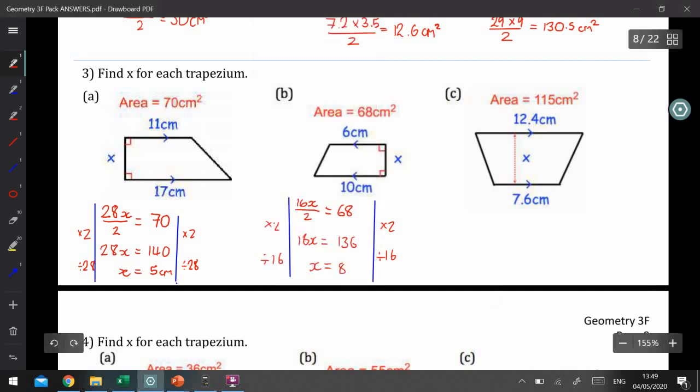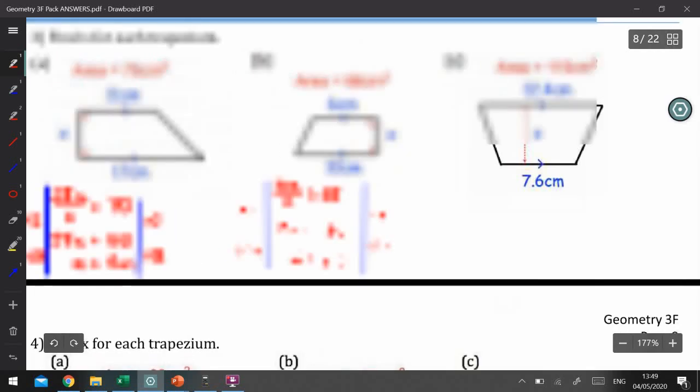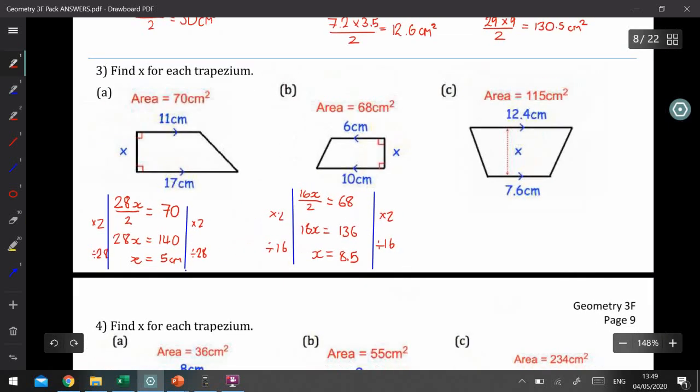8.5 centimetres. And then the final one, I would add together the two parallel sides. That would give me 20, times by the height, divide by 2, and that would give me 115.